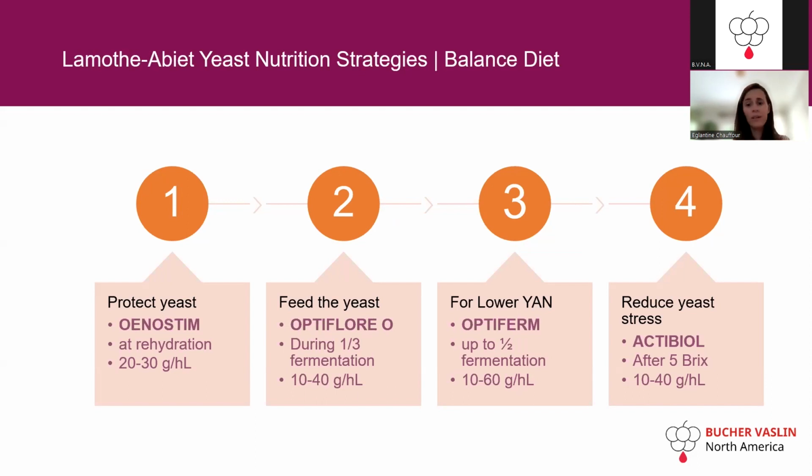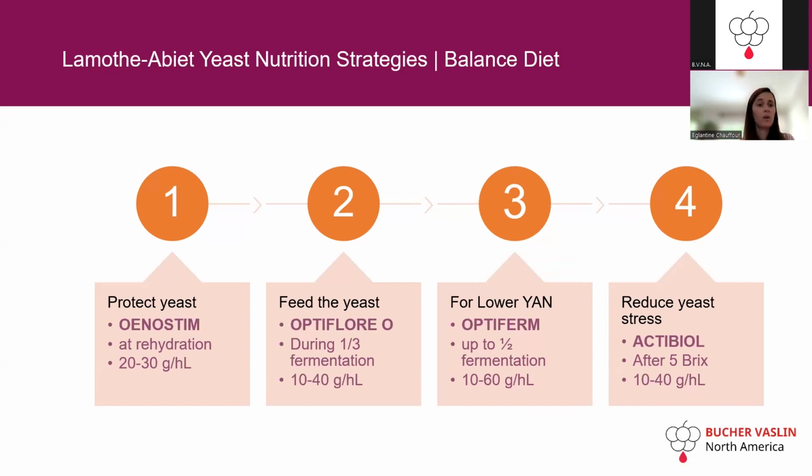If you are in a low YAN condition and the Optiflor O is not enough, you will use Optifirm up to half fermentation, so you have even time to use it later. And this will be 10 to 60 grams per hectoliter, depending what you need. And then toward the end of the fermentation, if you see the yeast is stressed, you see the curve starting to slow down, it's time to actually reduce the yeast stress.